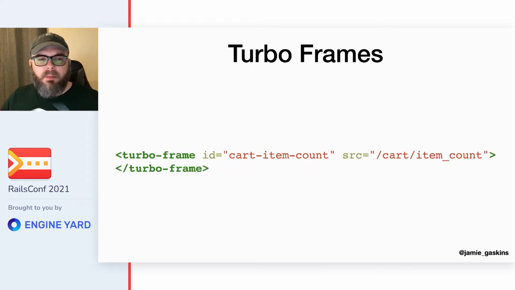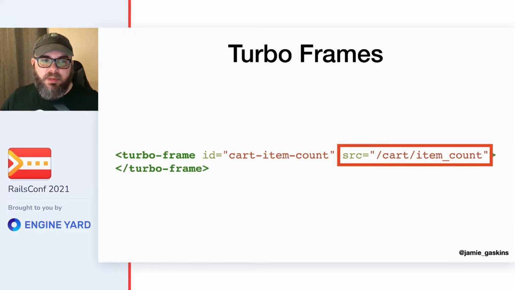And we can do this by pulling out the cart item count and the notification count badges and replacing them with turbo frame elements with an ID and a source attribute. That source attribute is what tells Turbo to fetch the content of the frame asynchronously after the page loads. When the request comes back, if there's a turbo frame element with the same ID in the response body, its contents get injected into this turbo frame element.